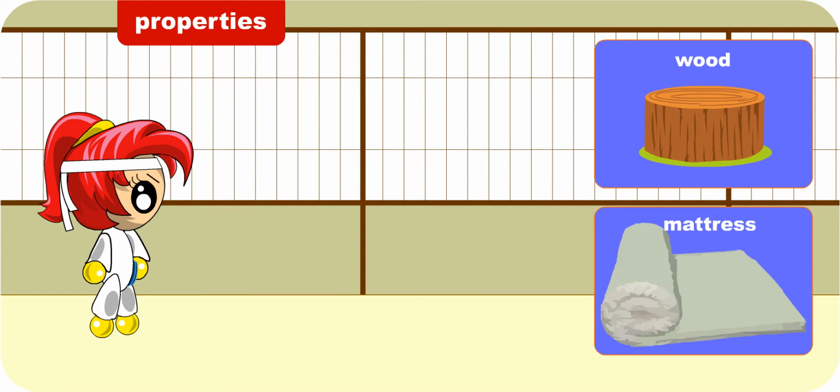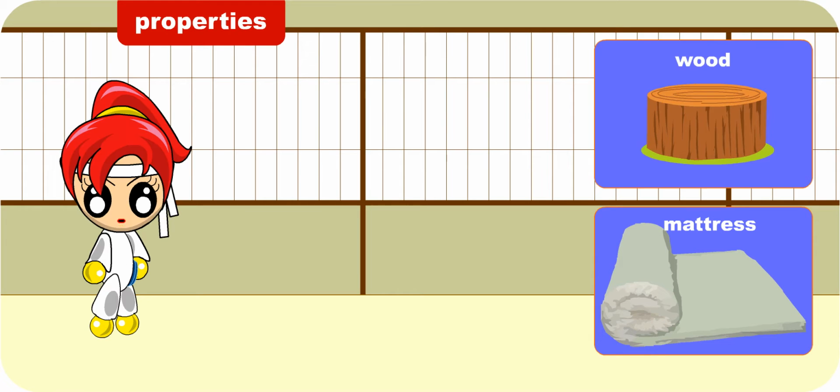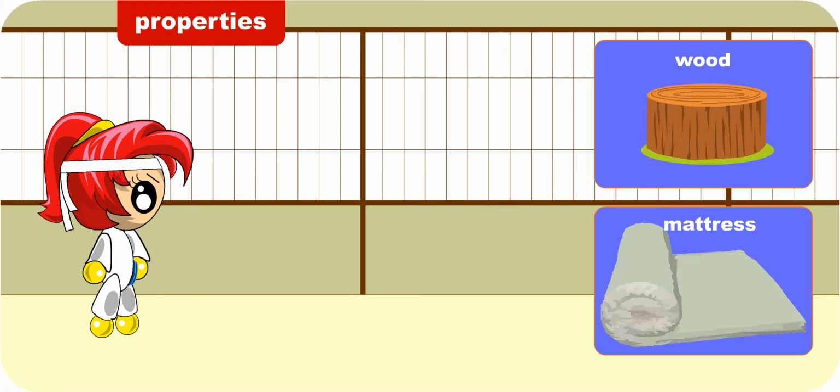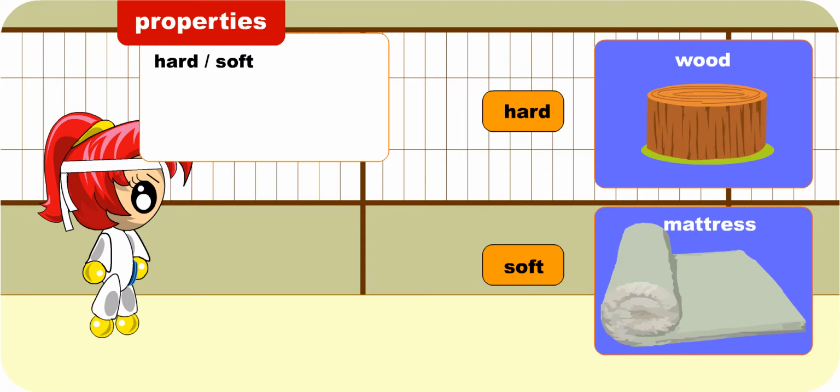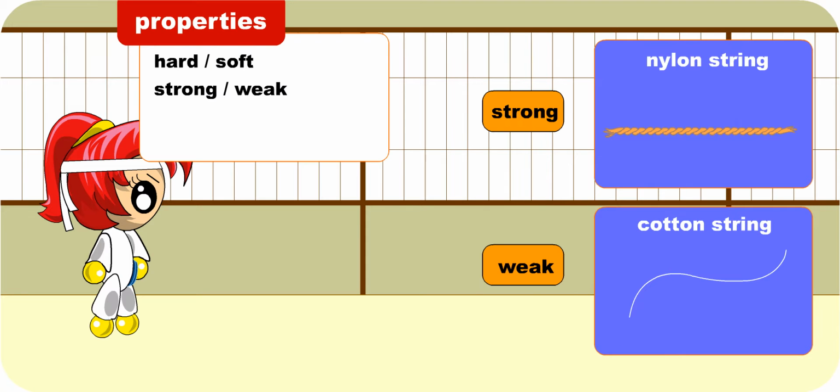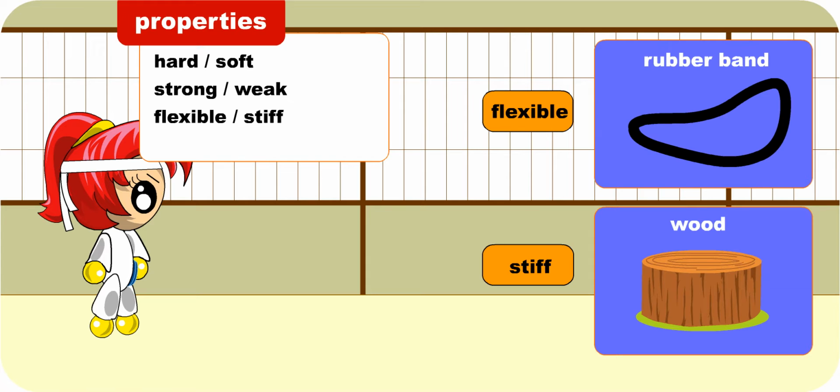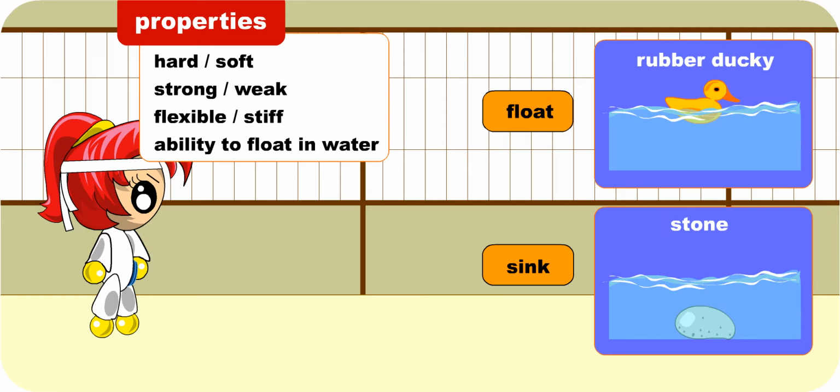Let us now look at terms that are used to describe such properties. Look at these pictures. Which of these is hard or soft? The wood is hard. The mattress is soft. Good. A material can be hard or soft, strong or weak, flexible or stiff. We can also describe about its ability to float in water.